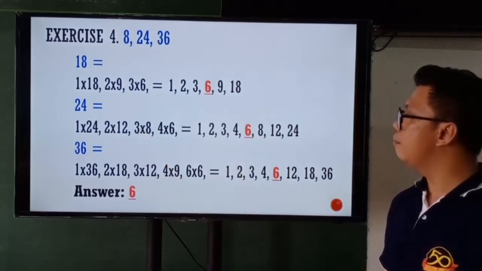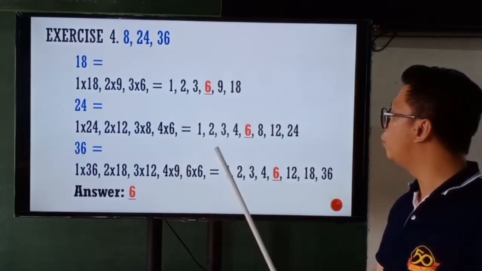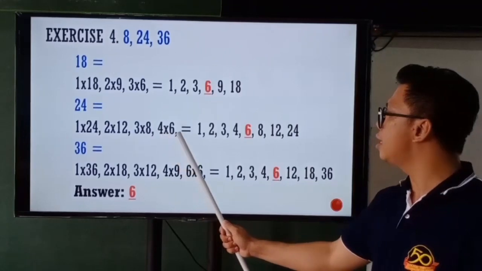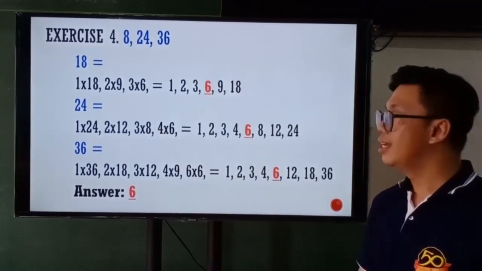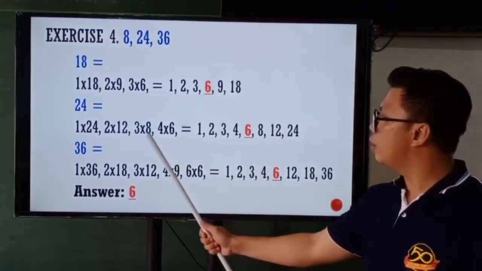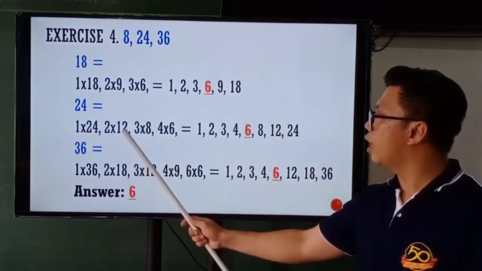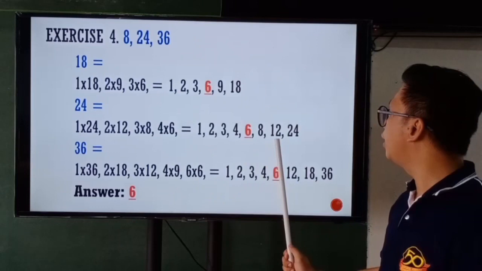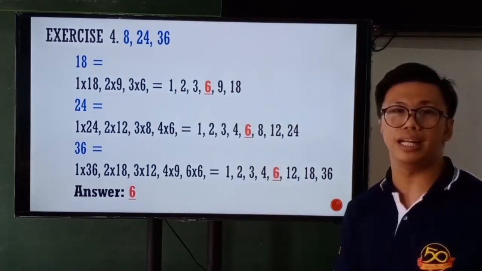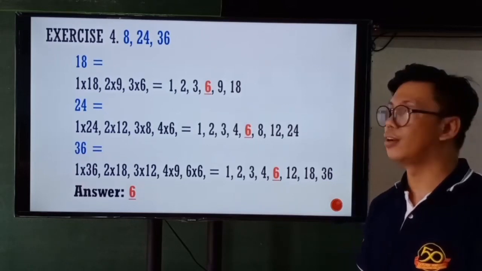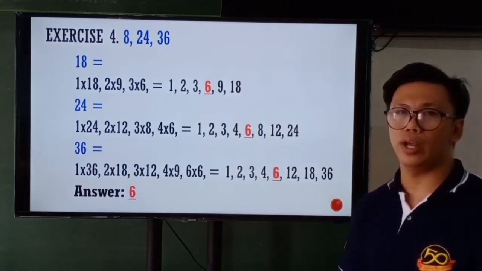Next to 3, we have 4. We will write 4. What's next to 4? We have 6, so we will write 6. Next to 6, we have 8. We will write 8. Next to 8, we have 12. You write 12. And the last number is 24. So those are the factors of 24.